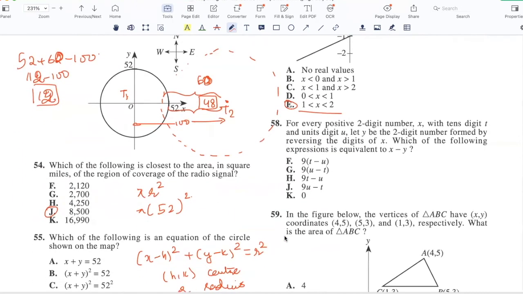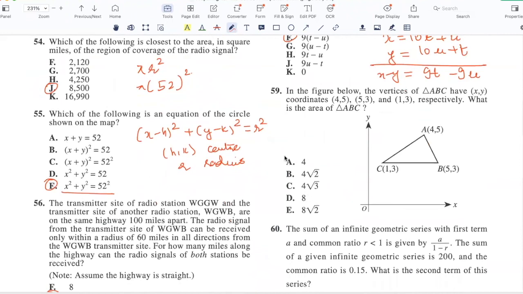For every positive 2-digit number x with tens digit t and units digit u, let y be the 2-digit number formed by reversing the digits of x. Which of the following expressions is equivalent to x minus y? Okay, so x will be 10t plus u and y would be 10u plus t, right? Because I've reversed the digits. So x minus y would be 9t minus 9u. So 9 times (t minus u).